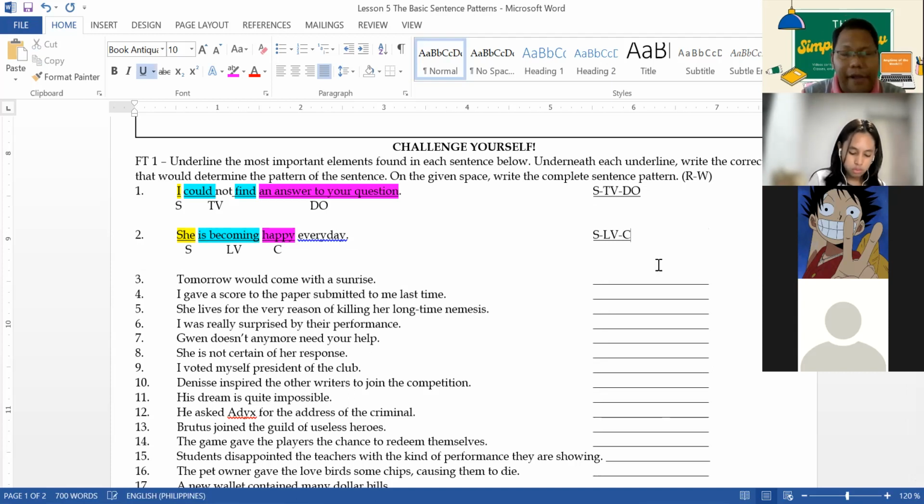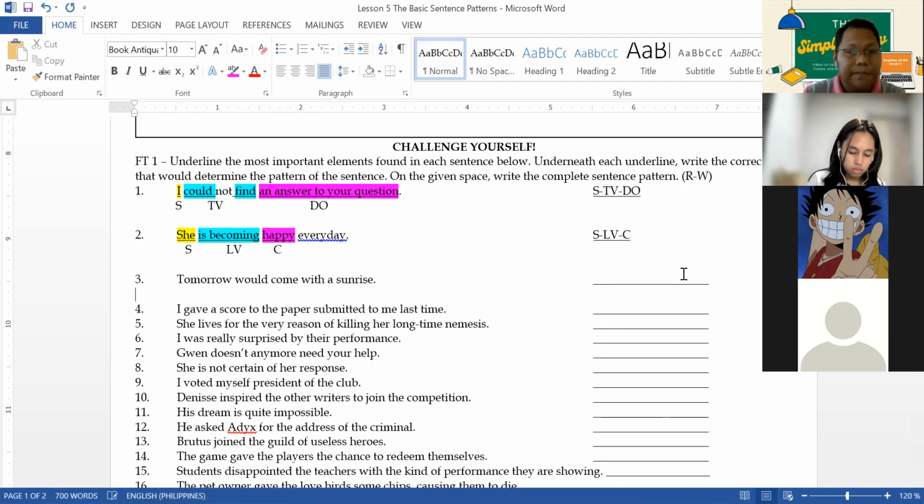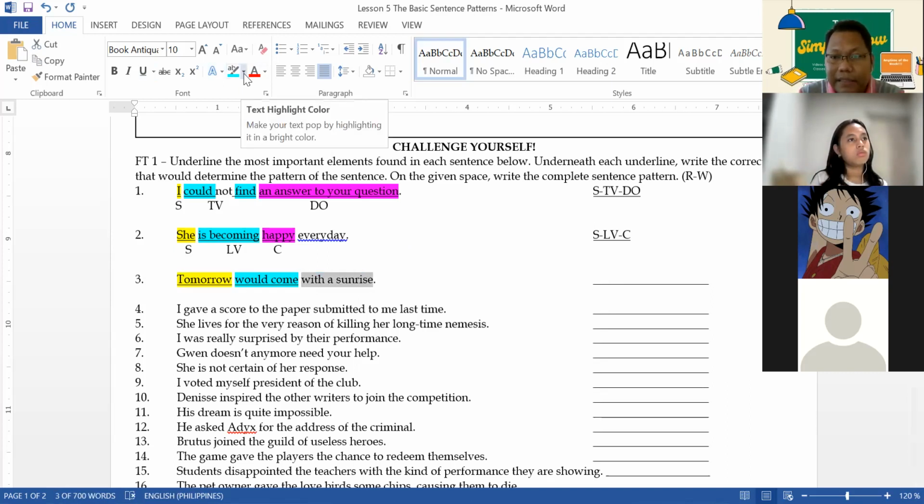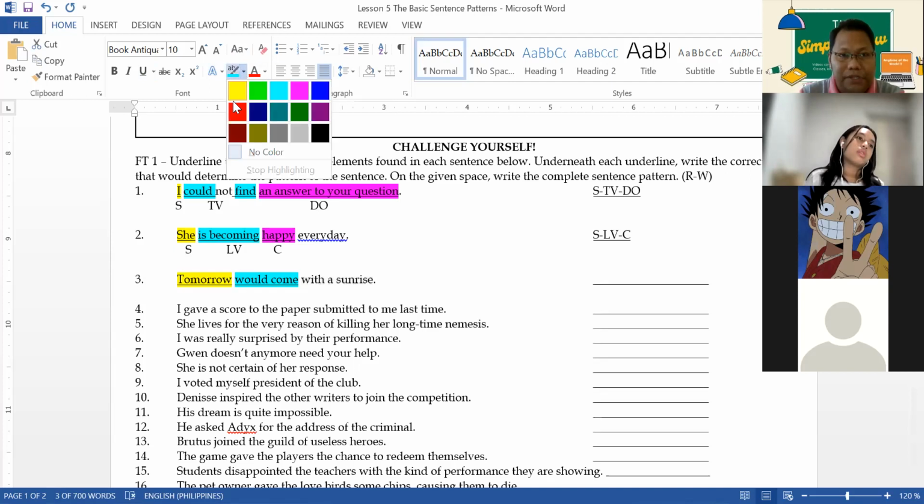Let's do number 3. Tomorrow would come with a surprise. We underline tomorrow because that is going to be our subject, and would come will be our verb. How do you call with a surprise? A prepositional phrase. Correct. It's a prepositional phrase.